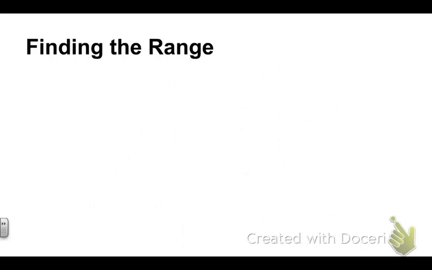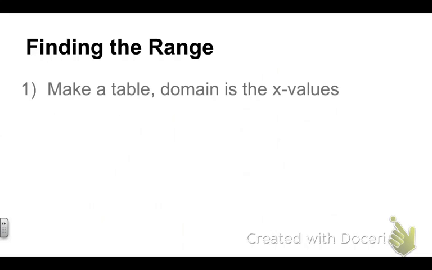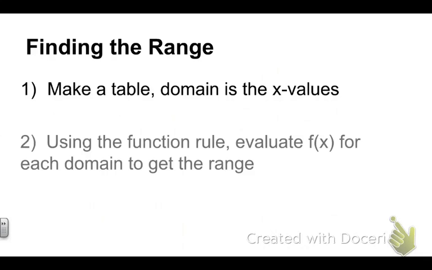Alright, and then finding the range. Couple steps here, and we're going to spend time looking at this tomorrow. First thing you need to do is make a table, and remember your domain is the x values. Alright, so whatever your domain is, that goes on the left. And then using the function rule, evaluate f of x, and remember that's not anything fancy or tricky, it's just y equals, right? It's what you're substituting in for x. Evaluate the function of x for each domain to get the range. Alright, plug in your domain to get out your range.